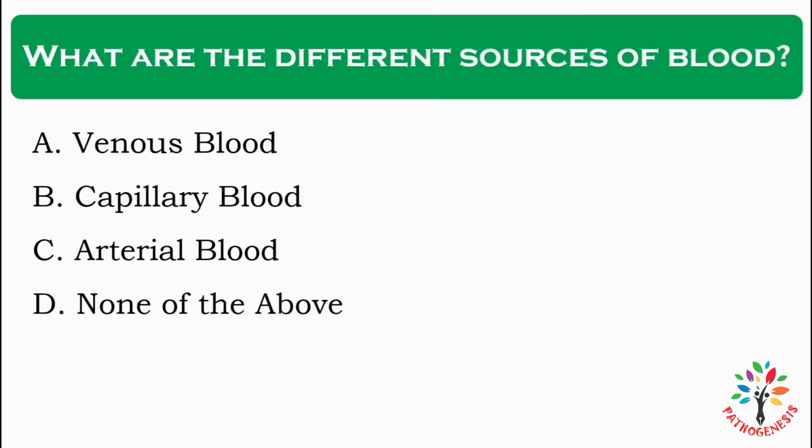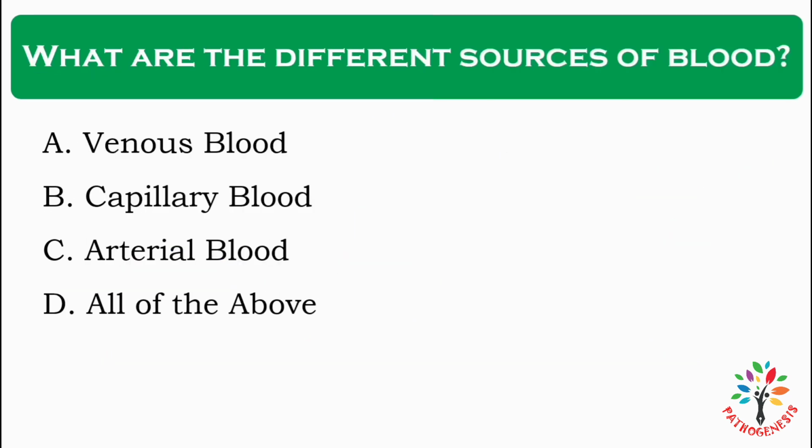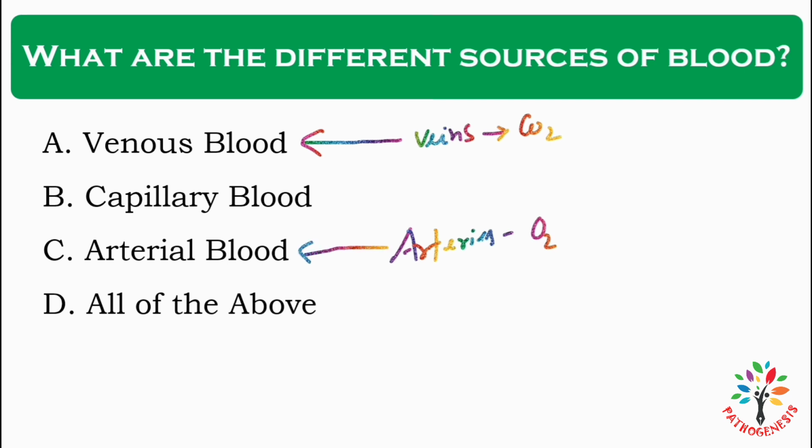Moving on to the next question. What are the different sources of blood? If we want to investigate blood, we need to collect blood. We can collect blood from various sources. We can collect blood from veins, which mainly carry deoxygenated blood. That blood is known as venous blood. We can collect blood from arteries, which carry oxygenated blood, and that blood is known as arterial blood. And we can collect blood from capillaries also.